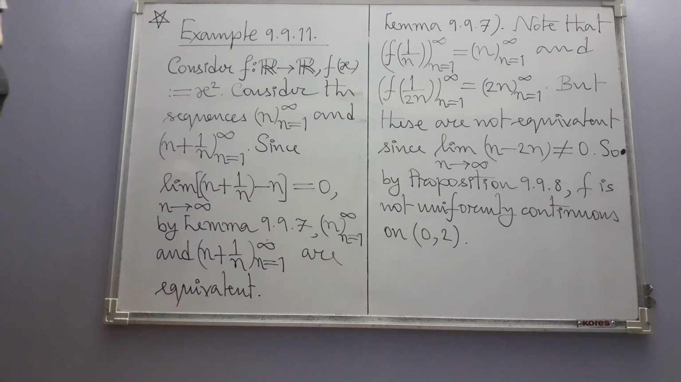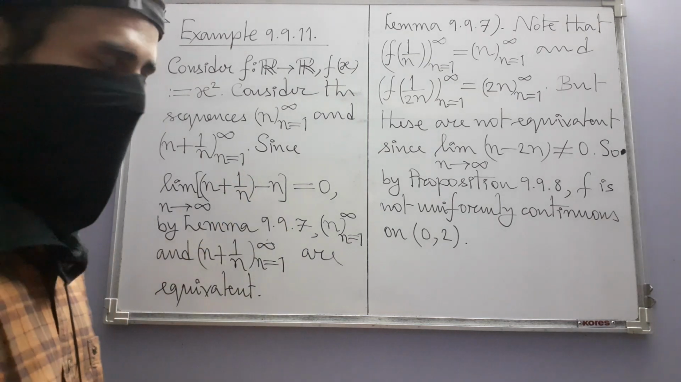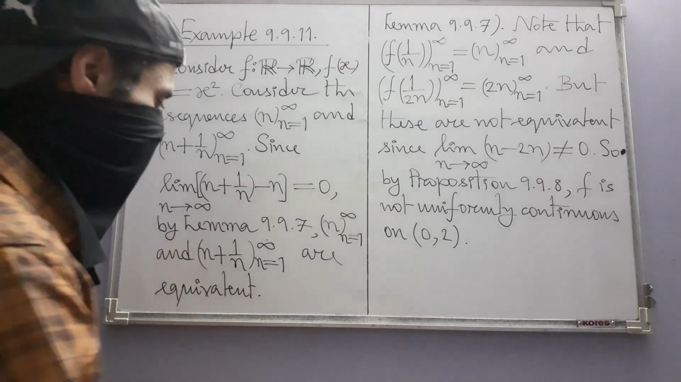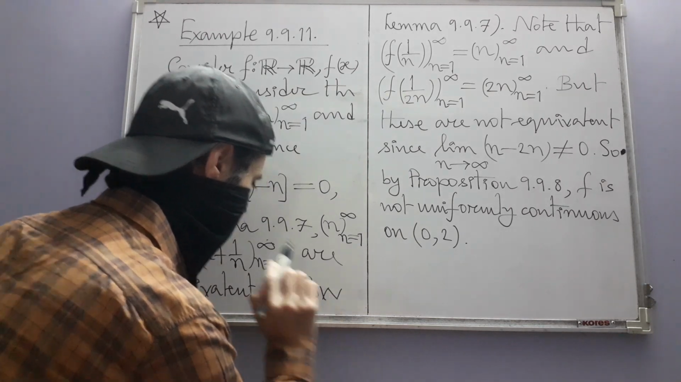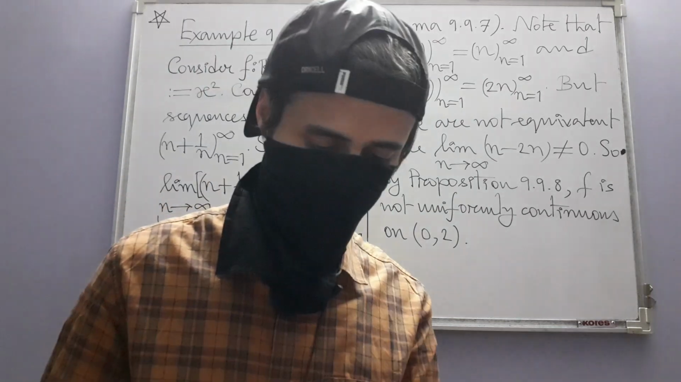Now we need to see what happens to the f images of these sequences. That is, the sequence terms will get squared. Now, we need to see if they are equivalent.